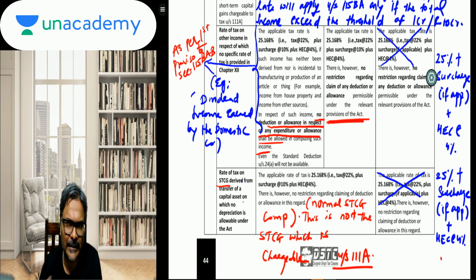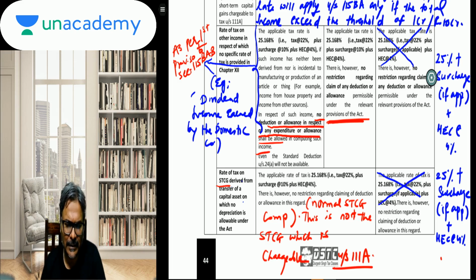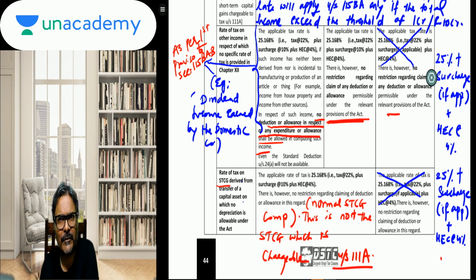So, and the way the deduction is allowed, subject to the restriction that we are going to see later on in the next particular thing. But apart from that, the deduction would be allowed normally, isn't it? Same is also with the case with 115 BA, because the rate in any case would be 25%, and accordingly for them also any deduction, if at all, would be there, you can take it.